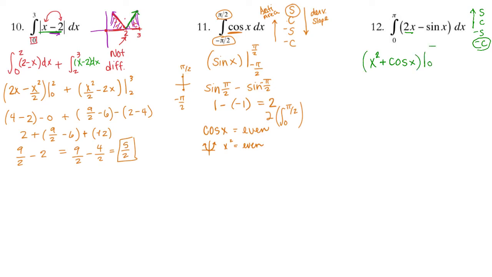I'm going to evaluate this from 0 to pi. And so we're going to have pi squared plus cosine of pi, and then minus 0 plus cosine of 0. Pi squared, leave that in exact form. Cosine of pi is -1, minus, and then over here 0, of course, is 0, but cosine of 0 is 1. So it looks like we get pi squared minus 2 for this one.